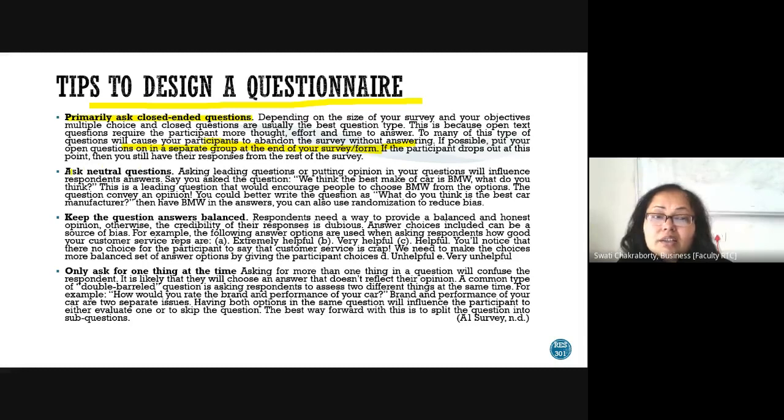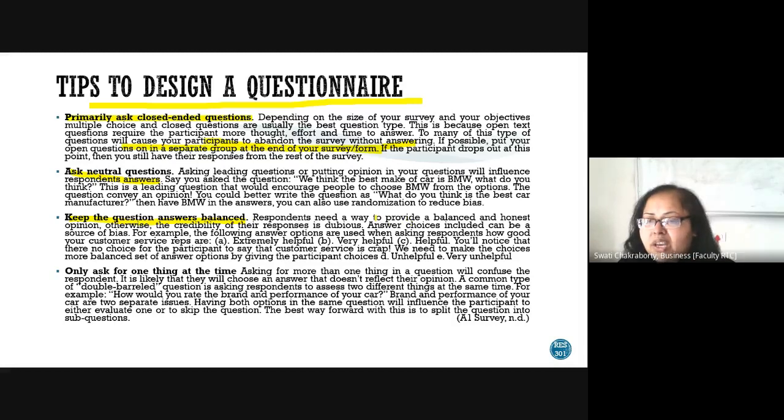So ask neutral questions, right? Asking leading questions or putting your opinions in questions will influence the respondents. So instead of saying, we think this is the best, ask what do you think is the best? That would be much better. Keep the question answers balanced.